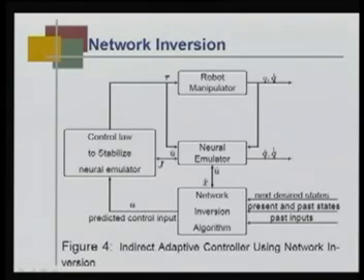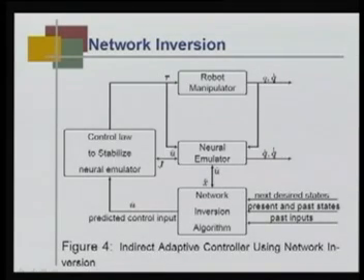Now, we will go to the second approach, that is using network inversion. We have already talked about network inversion. Now, the concept here is very simple. I have a robot manipulator, I have a neural emulator. Can I use this neural emulator as a whole to construct my control law that would stabilize the entire control system? That is the question.